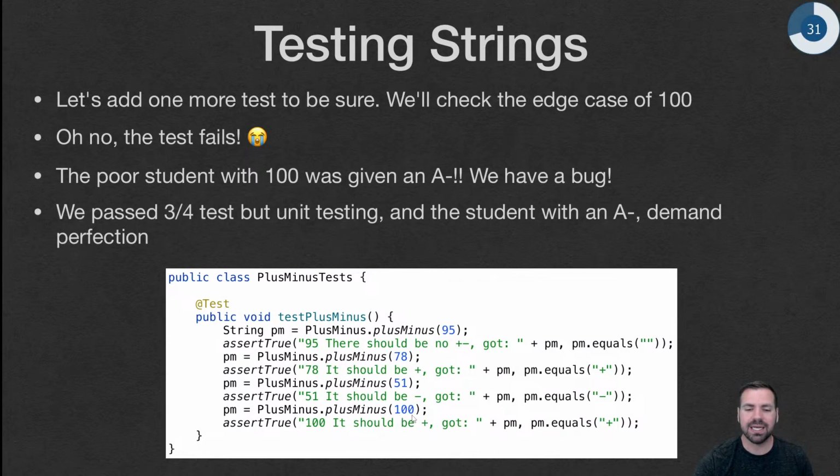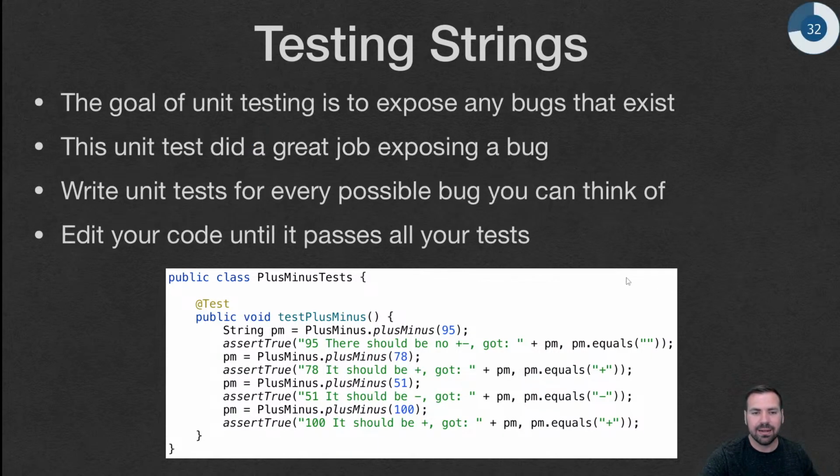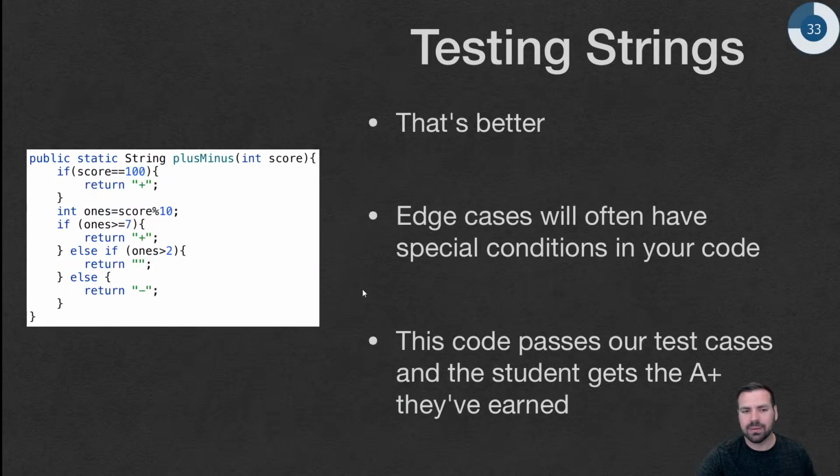Let's add one more test case. 100. If I got 100 in this course, I want my A+, damn it. Our code is going to fail this last test case. We're going to get a hint text that says 100, it should be plus, got minus. This student is going to get an A- if they get a 100 because of the way that we set up our code. 100, when we take that modulo 10, let's get the code back up here. We're going to take this modulo 10, which is going to be 0, which is going to hit our else, which is going to be a minus.